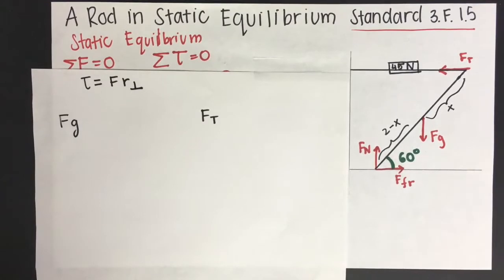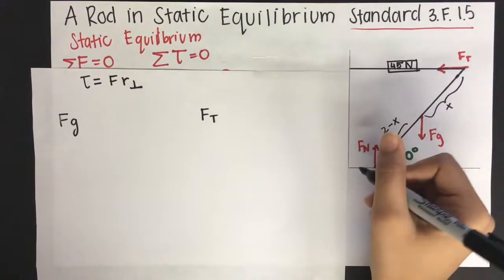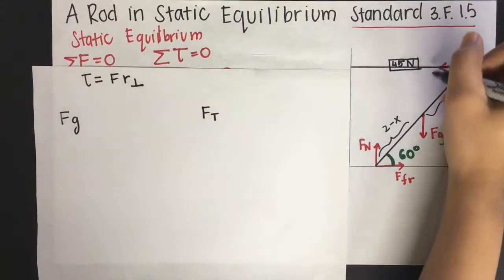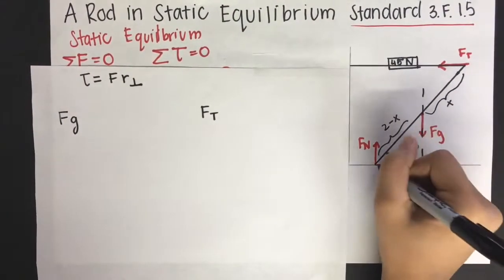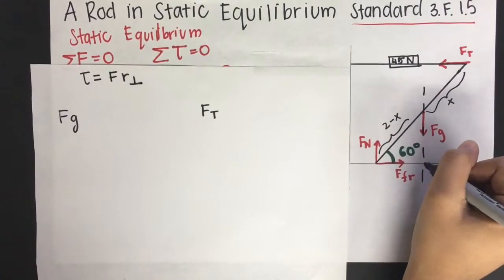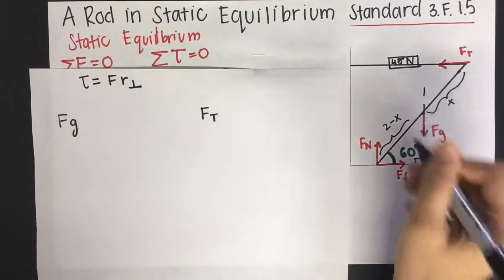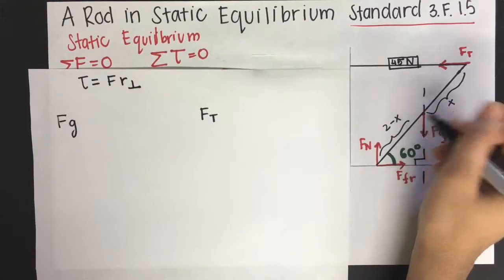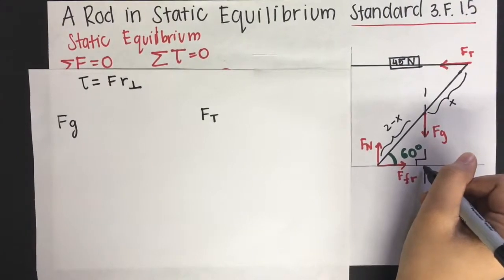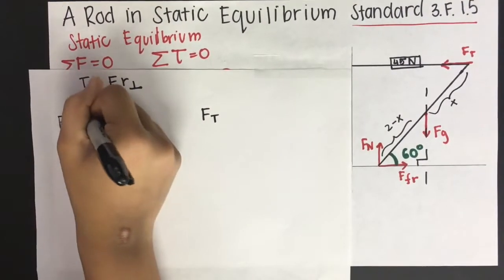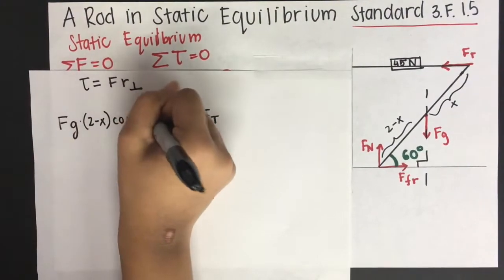R perpendicular is the perpendicular distance of the line of force from the pivot point. So let's look at the perpendicular distance for the force of gravity. If we extend the pivot point line and if we extend the force of gravity, we see that this is the perpendicular distance of the line of force of gravity from the pivot point. We know that this is 2 minus x, so that means that this will be 2 minus x times cosine of 60 degrees.